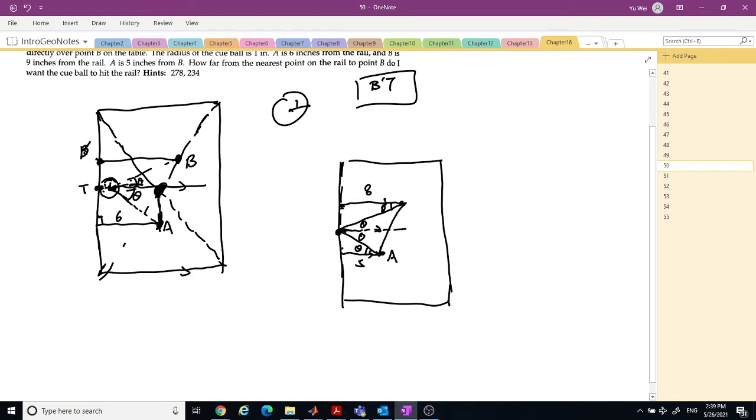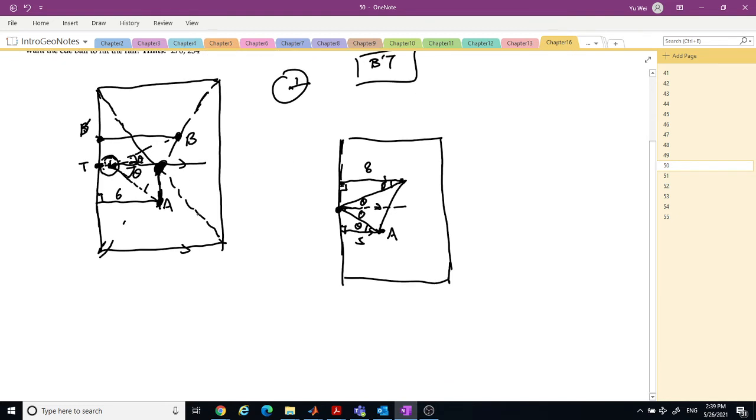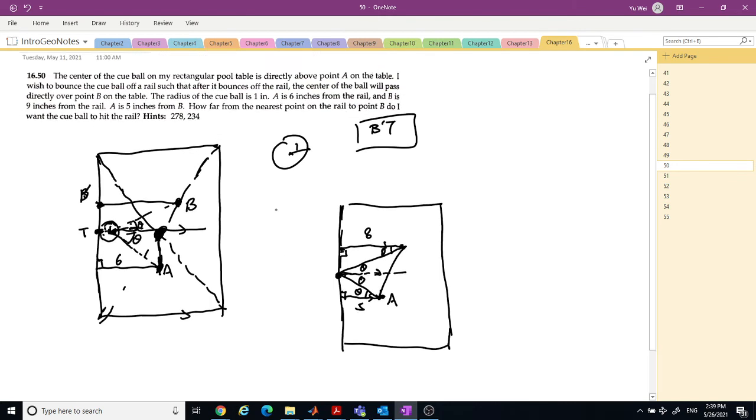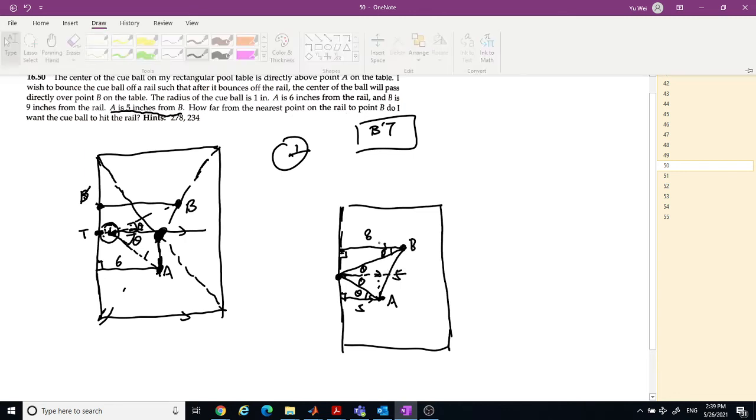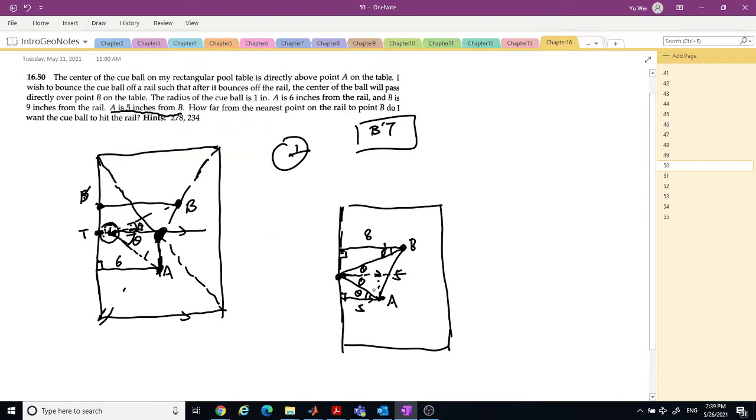Okay, then this is the 90 degrees, this is the 90 degrees, right? Then A is 5 inches from B. So A and B are 5 apart, right? So now let's draw a perpendicular line here, okay?